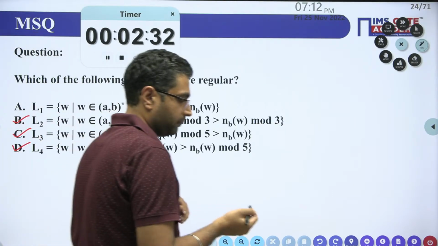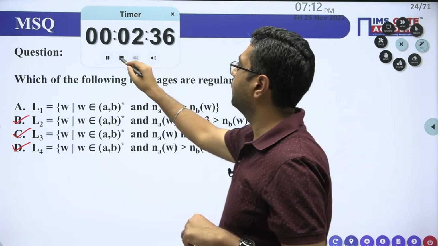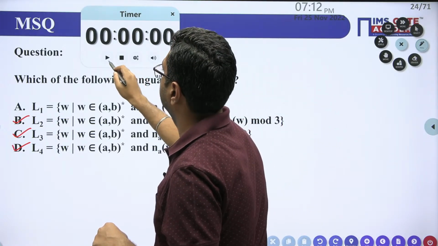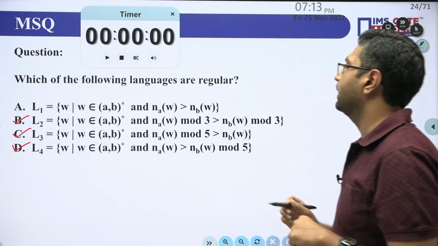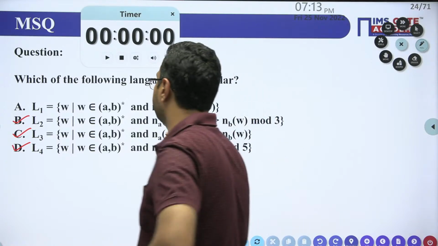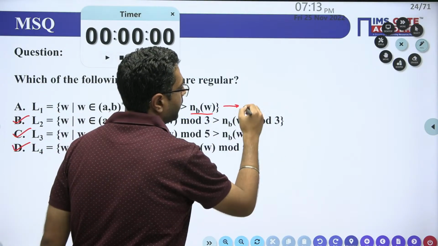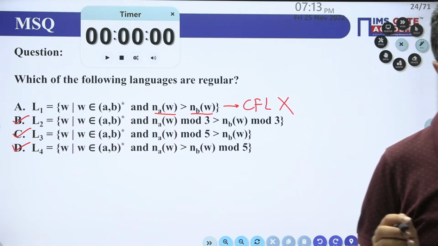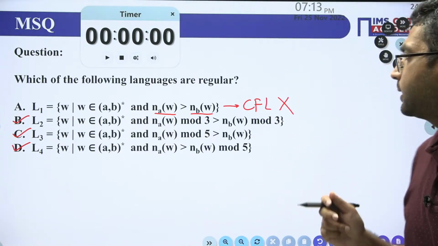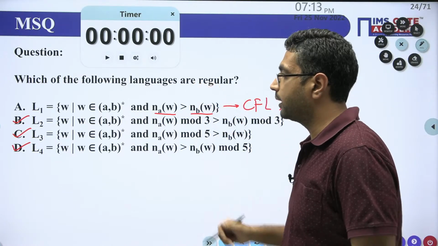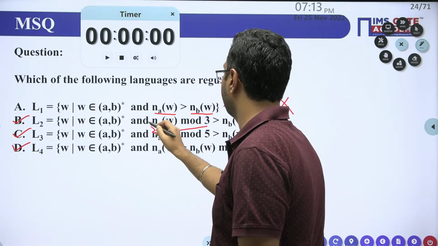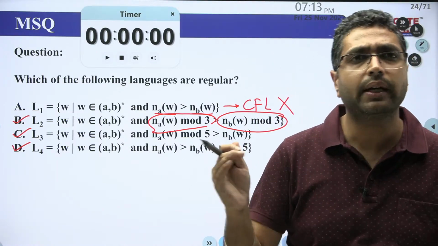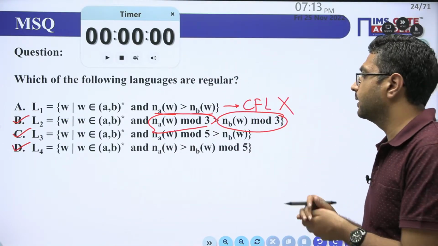So again, about the first language, which of the following languages are regular? When we have to compare the number of A's with the number of B's, we require the functionality of a context-free language. It cannot be a regular language. You cannot do this with the help of a regular language. Over here, you are comparing NA mod 3 with NB mod 3. The modulus operation allows you to limit the number of states. Therefore, this is a regular language.